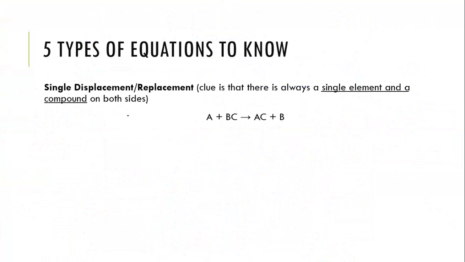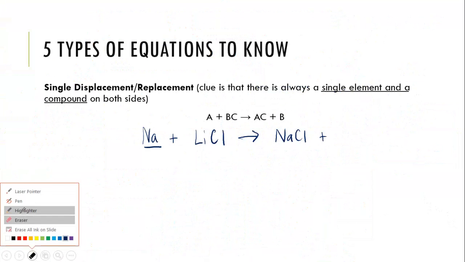Next is single replacement. Okay, and it says the clue is that there's always a single element and a compound on both sides. Excuse me. So for example, if we have Na plus LiCl, that would come out to be NaCl. So let's look at my clue. There's a single element on both sides. Na, oops, you know what? I read the wrong thing. That would be Li. Sorry about that.